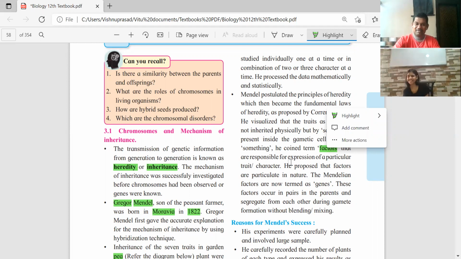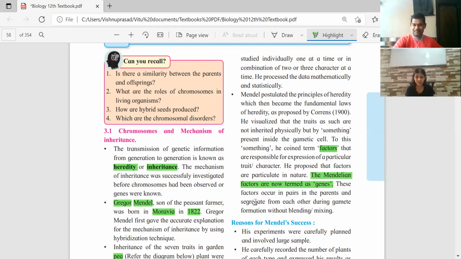Factors? Okay, उसने like उस term क्या कर दिया? He used a word called factors, which today we understand as the word genes. The genes are getting transmitted from one generation to another. Okay, so the Mendelian factors are now known as genes.